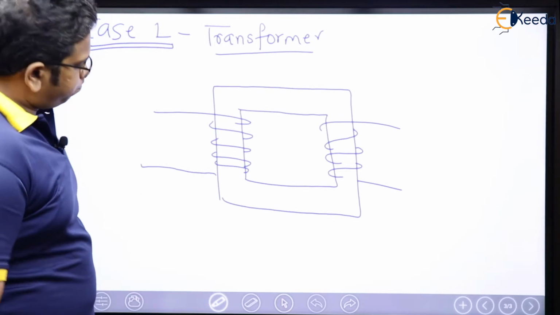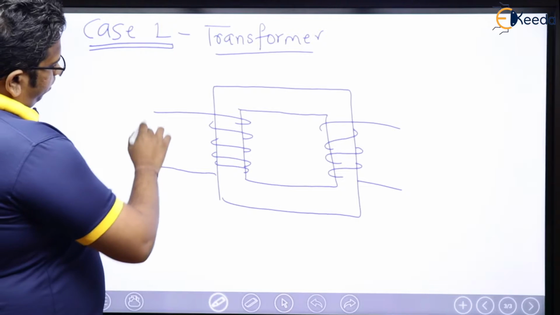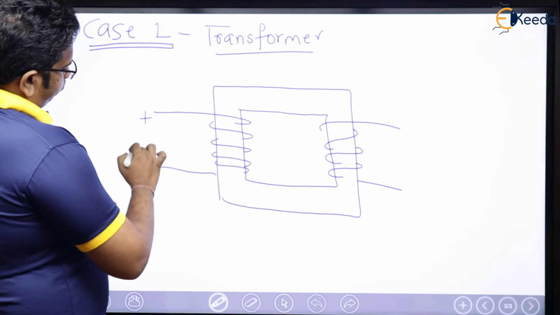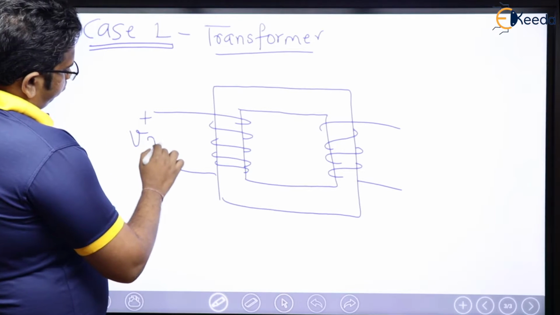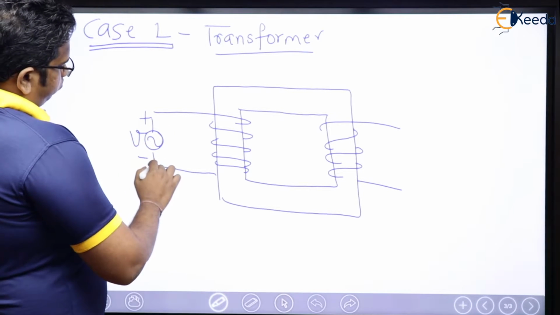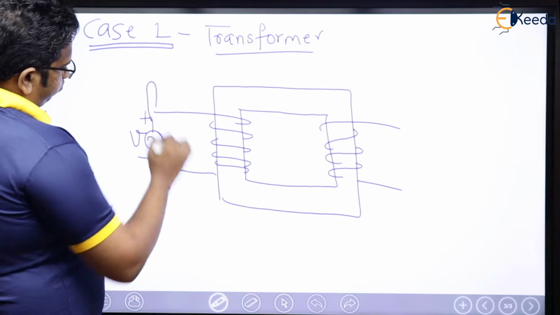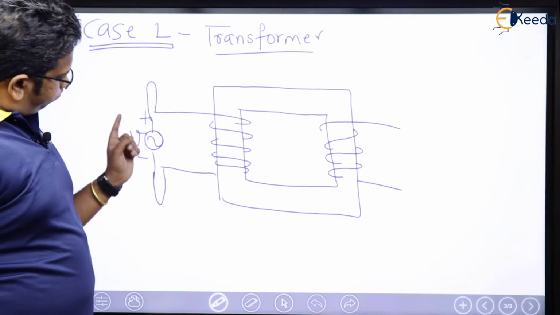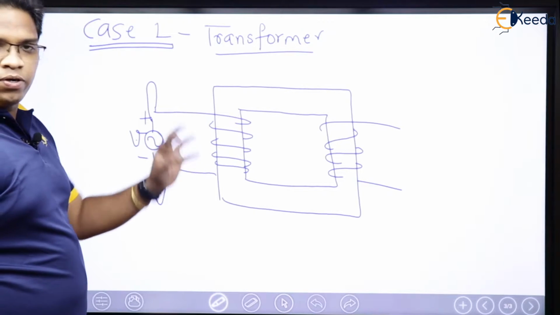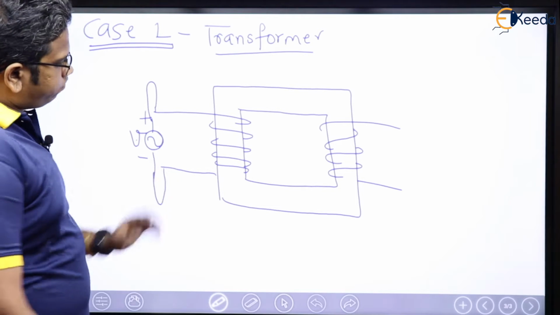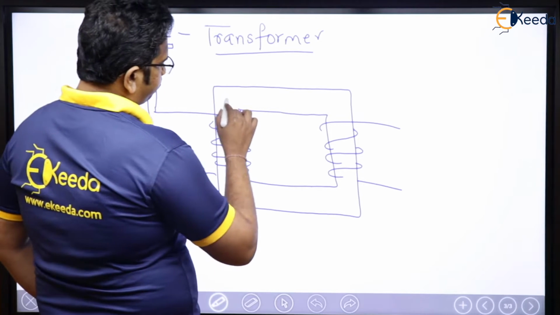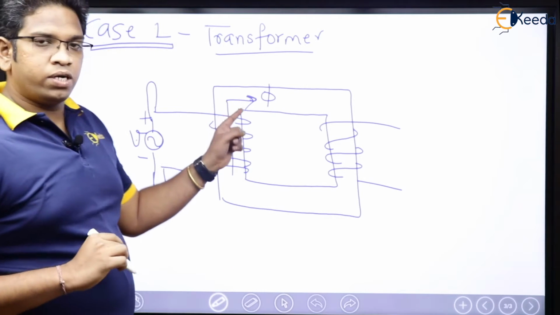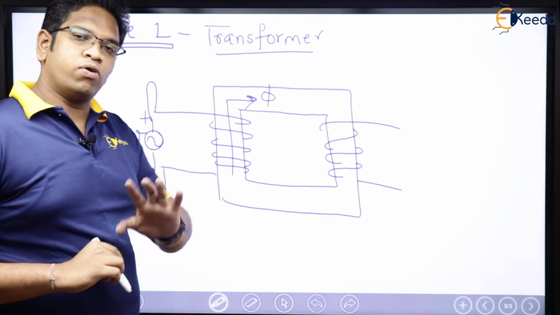This is a transformer, right? Now, for example, I am giving AC supply here. Let me give AC supply here. The moment this voltage is AC, EMF induced is going to be AC and the flux is going to be AC.